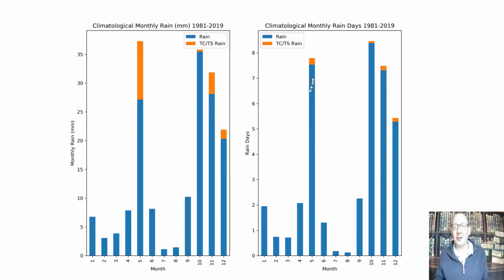We look at the actual average number of rain days. We can see again the rainfall looks like the intensity is about the same throughout the seasonal cycle, but the tropical cyclones and tropical storms are on average a quite small number of days, hardly any, contributing quite a lot of rain, and similarly in October, November, December. So I think the summary of all of this is that tropical cyclones and tropical storms are rare, but contribute quite a lot to the rainfall.